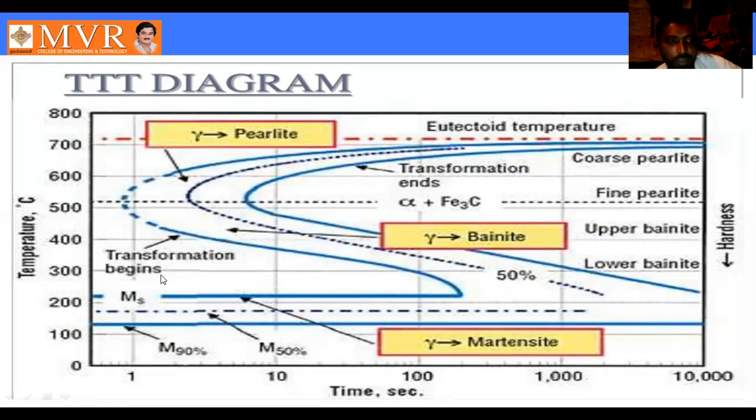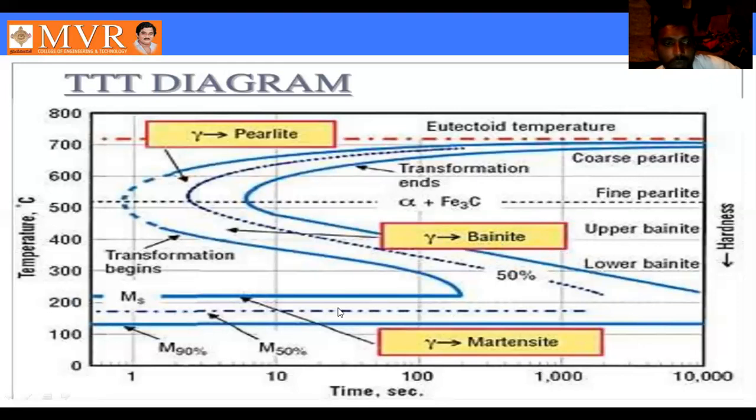Before that, we can see austenite here. See here, it is bainite. The temperature lies between 250 to 500 degrees. So we are getting the bainite structure here. In bainite, we have upper bainite and lower bainite. From 400 degrees onwards, we get the bainite structure. Above 400 degrees we call it upper bainite, and below 400 degrees we call it lower bainite.